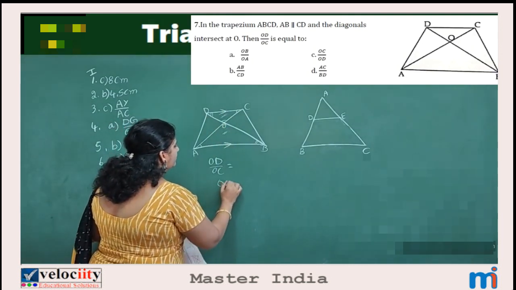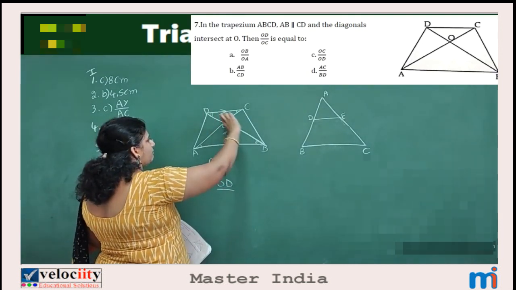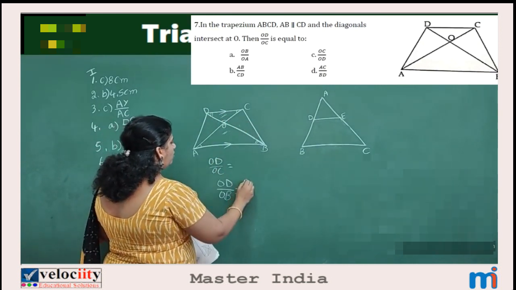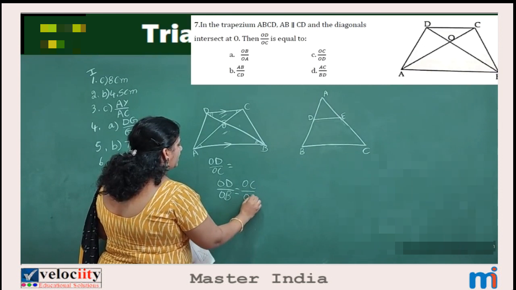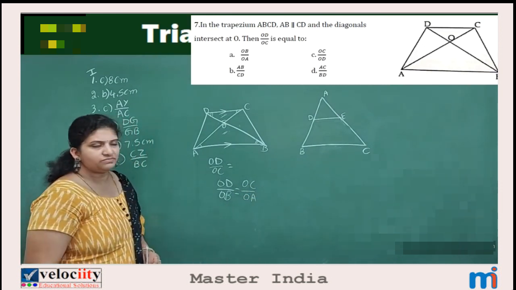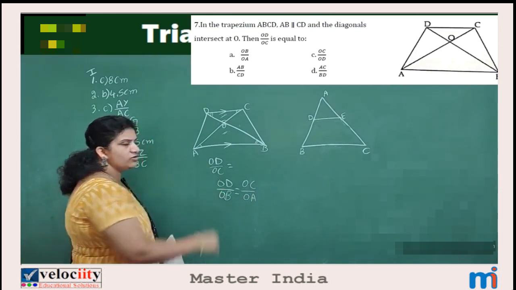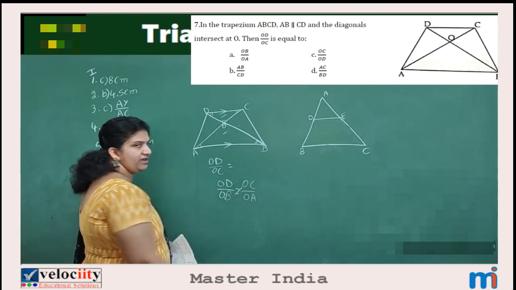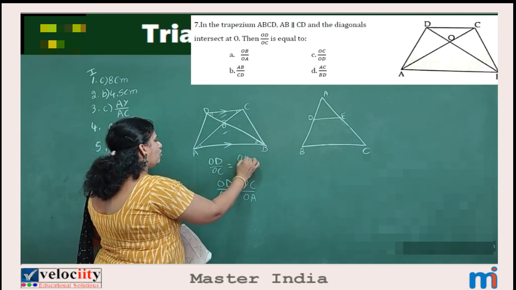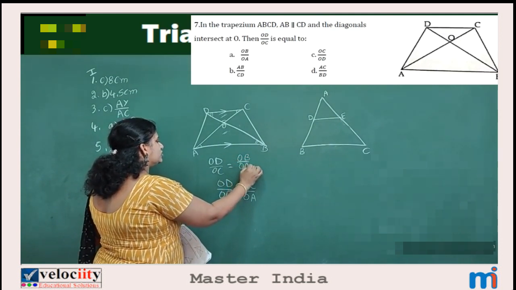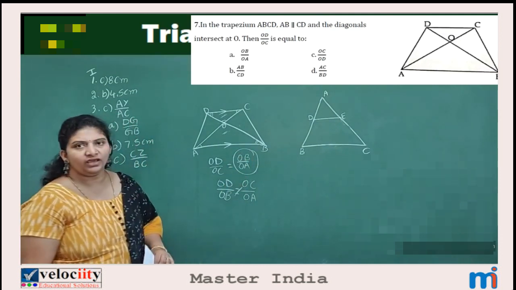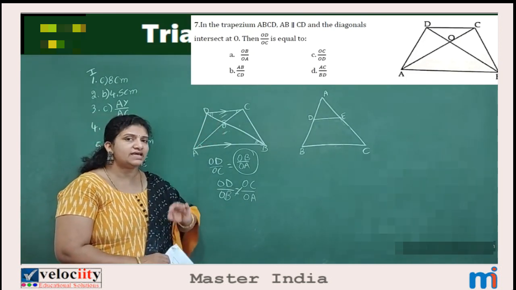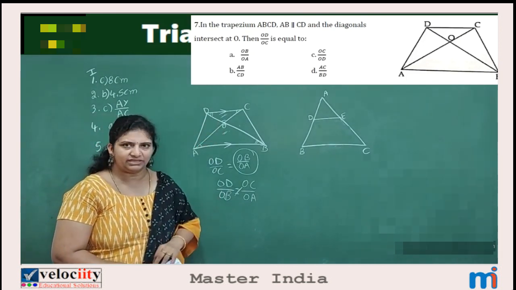OD by OB is equal to OC by OA. Observe here, they are asking OD by OC. Send this OC down and OB here. That means OB by OA is your answer. Okay. So in this way, we are going to solve in written examination.